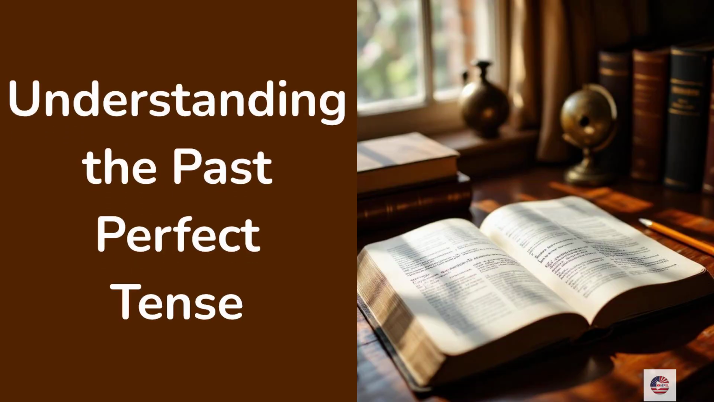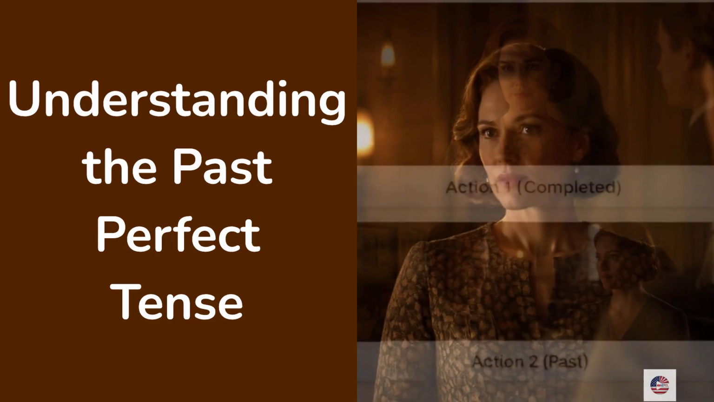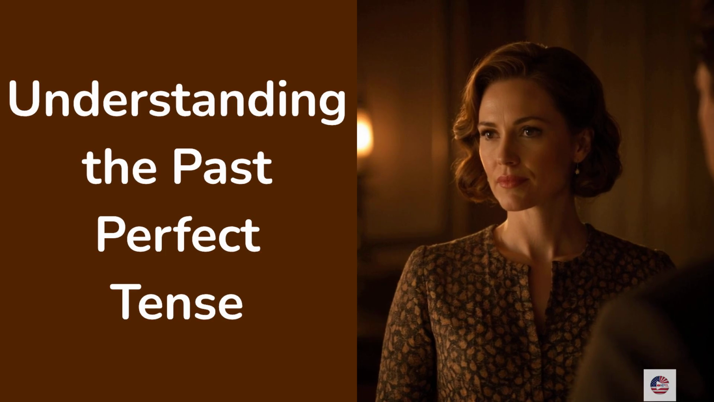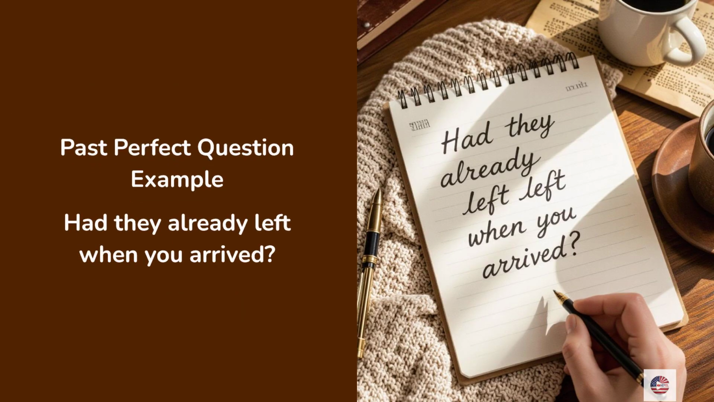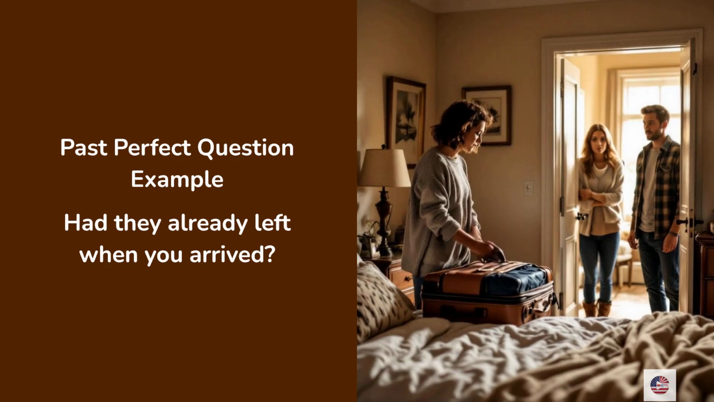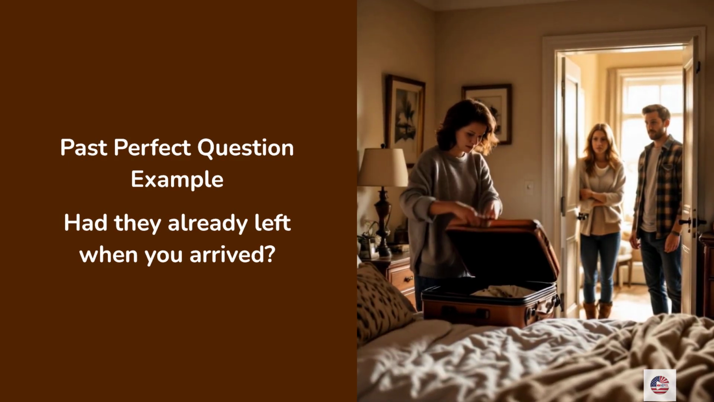Now, for the past perfect, things simplify again. The auxiliary verb for all subjects is had. This tense describes an action completed before another past action. An example of a past perfect question is, "Had they already left when you arrived?" This asks if their leaving was complete before your arrival.